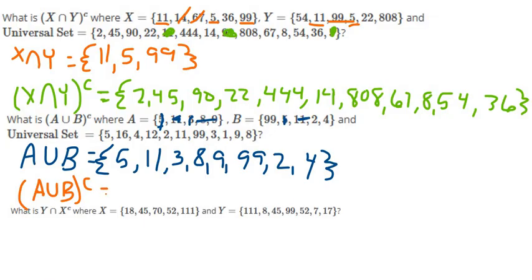So we're going to list everything that is in the universal set that's not in our little A or B set, the blue one. So the 5 is in there, so I'm going to cross this off. The 11, the 3, the 8 and the 9, 99, 2, and 4. So it looks like our complement there will be 16, 12, and 1.